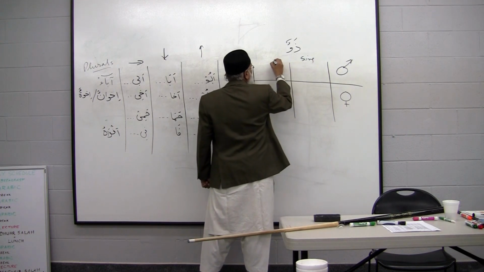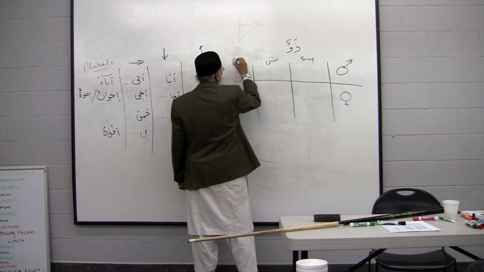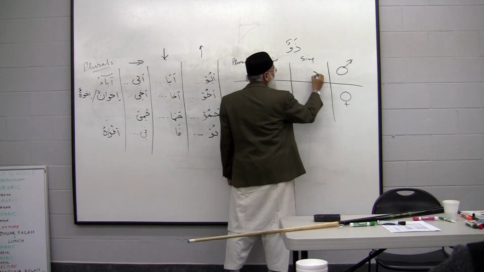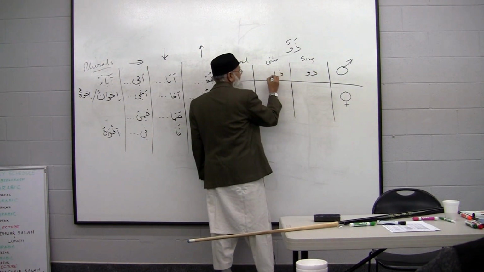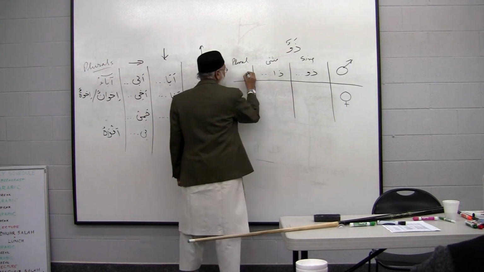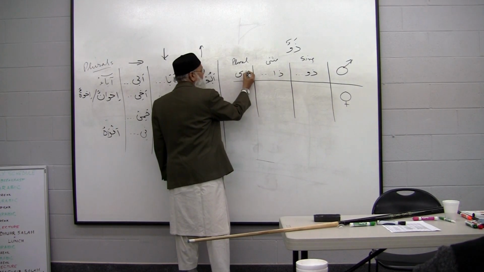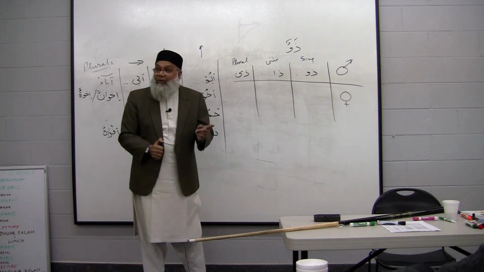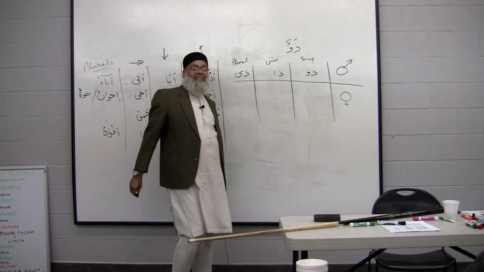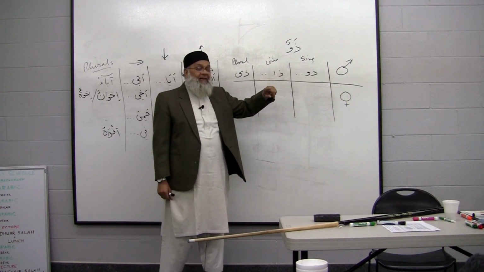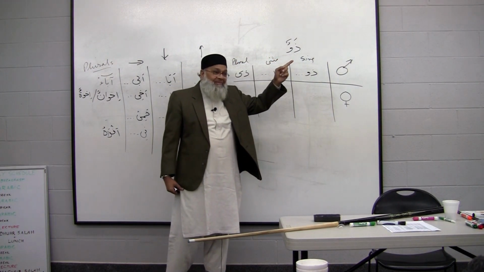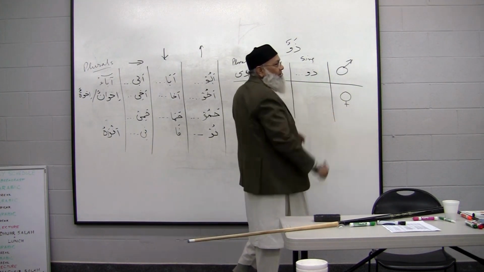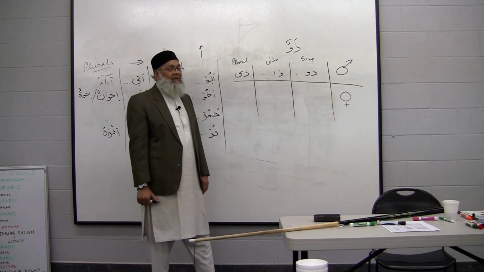Singular, muthanna, and plural. Dhu, dha, dhi. You see, in the Quran, in the same surah, there is Dhul Jalali wal Ikram and Dil Jalali wal Ikram. What's the difference? When it is Dhul Jalali wal Ikram, it's marfu. And you will look into the ayah, which is the marfu noun in that ayah.